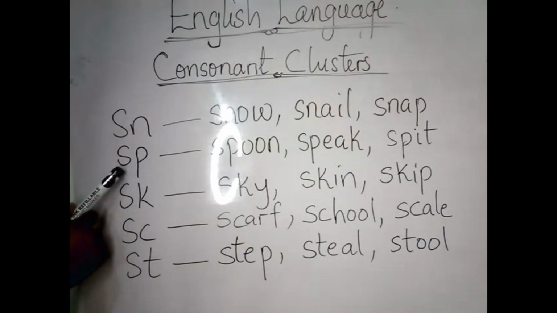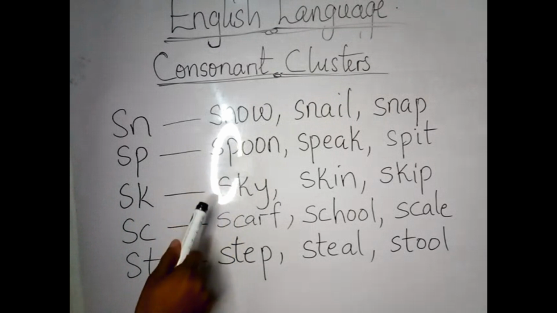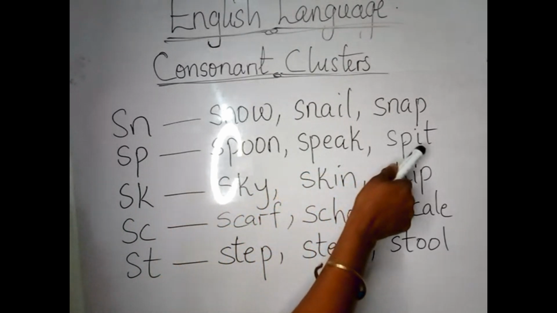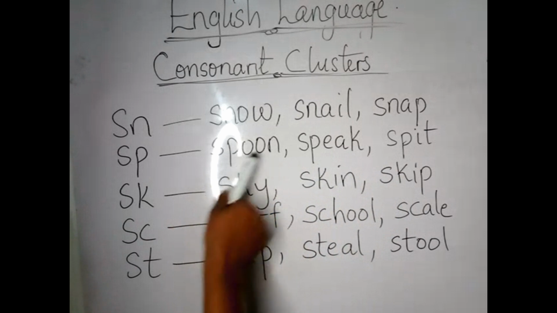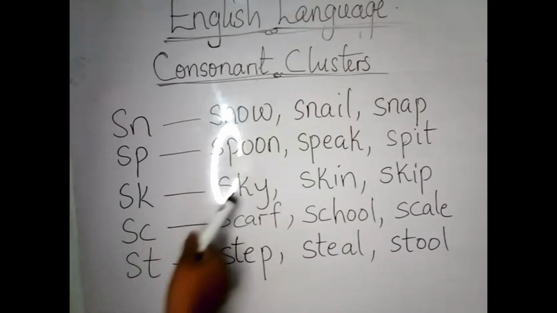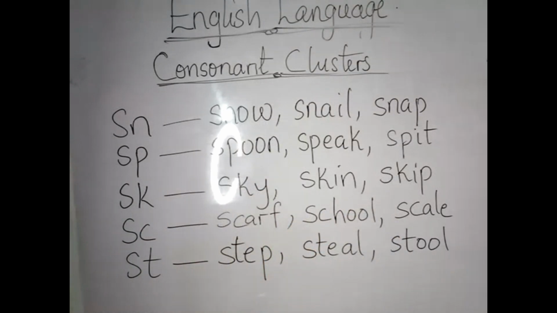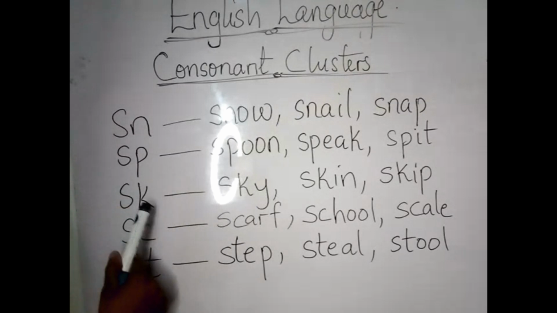The next one we have here is S and P, the consonants S and P, and they combine to form the sound SP. Examples of words in that consonant cluster are spoon, speak, spit. The next one is S and K, SK, as in sky, skin, skip. You still hear the sound S and K.